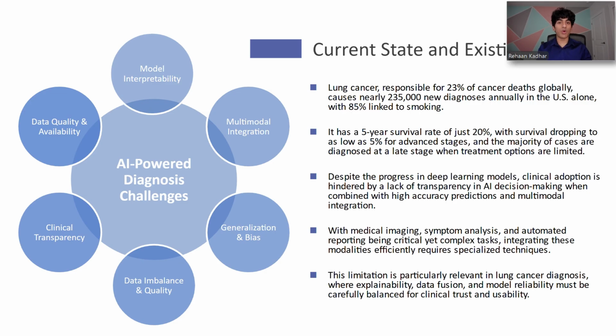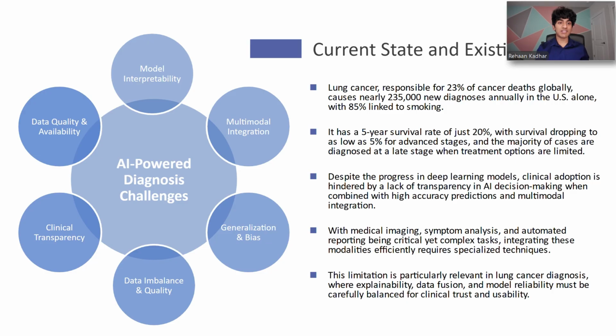So, in our project, why are we focusing on lung cancer? What's its current state? Lung cancer is responsible for about 23% of cancer deaths globally, causing nearly 235,000 new diagnoses annually in the US alone. Let that number just sink in, with about 85% linked to smoking. And in all honesty, smoking is not going to go away anytime soon in the next few years.